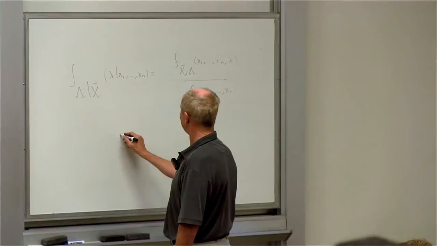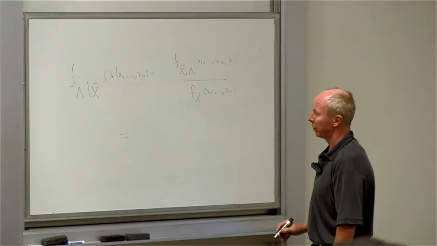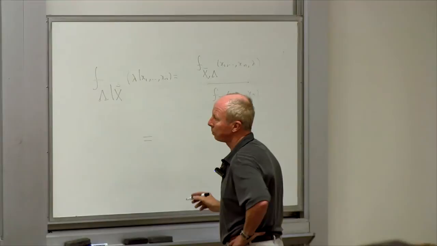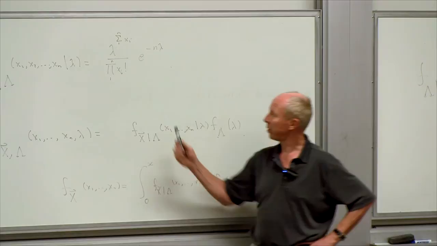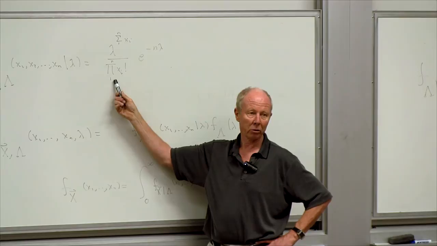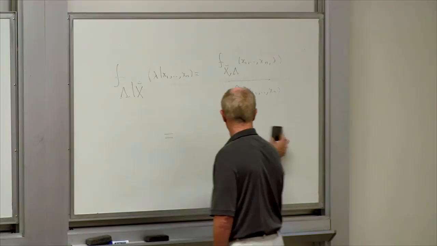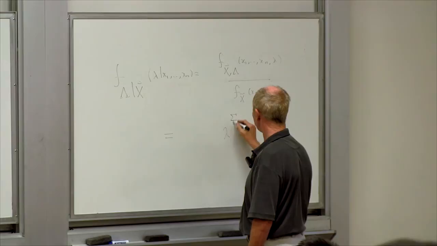Okay, but what's the joint here? I have to multiply this times this thing, so let's do that. And I'm only going to be interested in the part that involves lambda. In particular, this part doesn't involve lambda. So I'm only going to write down the parts that involve lambda first. And that's this one here, right? We get a lambda to the what? I'm not even writing it as a fraction. I get lambda to the sum from 1 to n of xi. That's from this part, right, here.